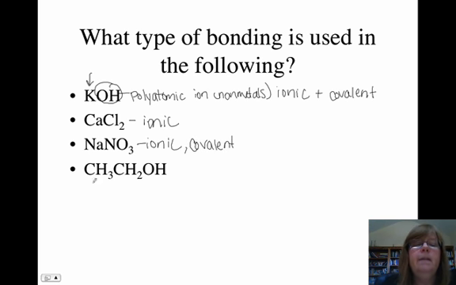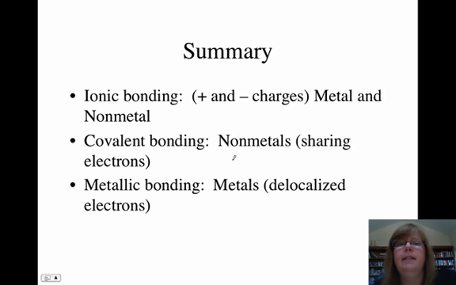Now this is an alcohol. I know that with OH you want to think that it's a base and that it's hydroxide, but there's no metal in front of it. This is all nonmetals. There's no metal present at all, so it is covalent bonding. We're going to practice this in class.